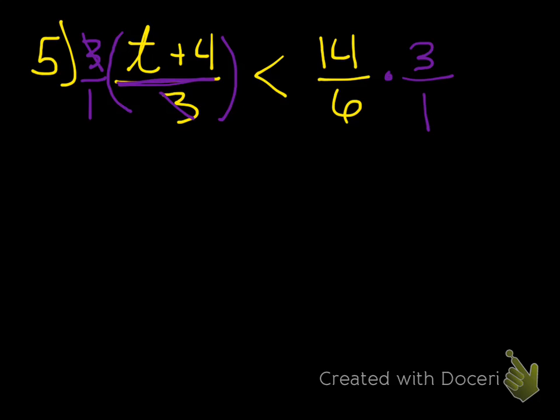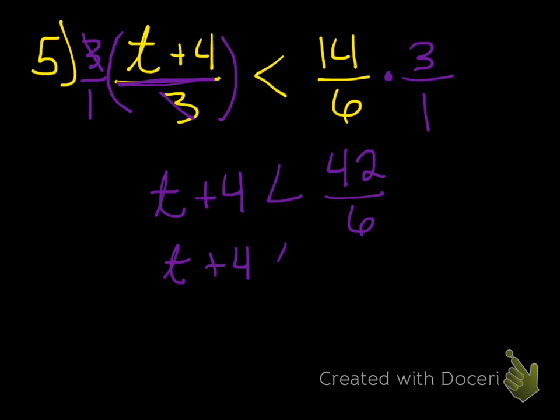So those 3 cancel, and I'm left with t plus 4 is less than 14 times 3 is 42 divided by 6. So we end up getting t plus 4 is less than 7. Then we're going to subtract 4 from both sides.